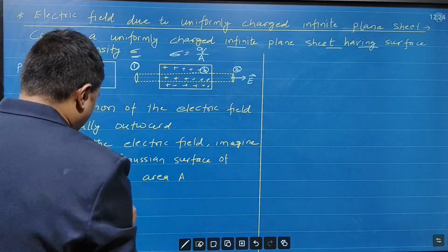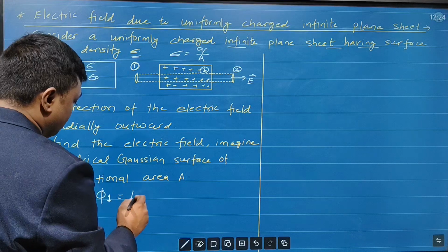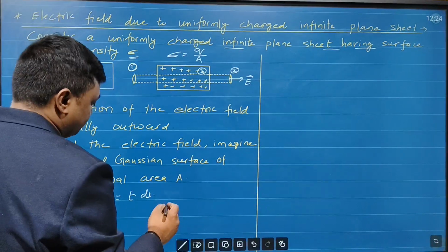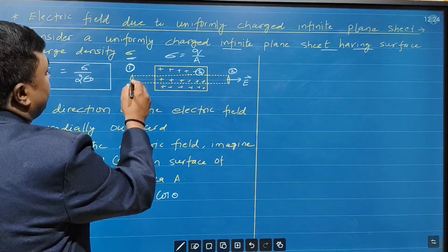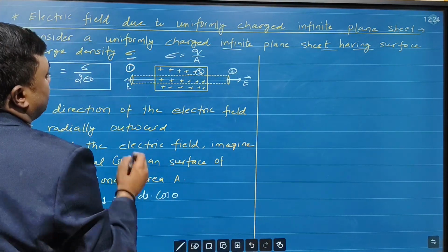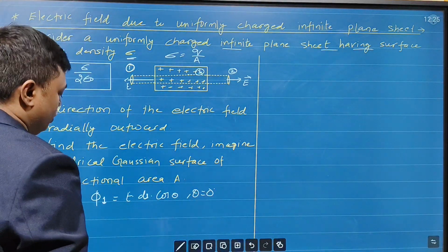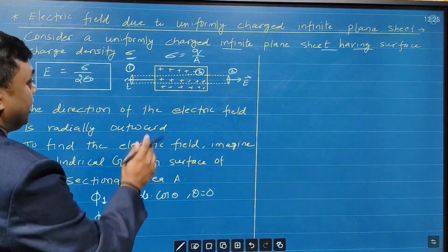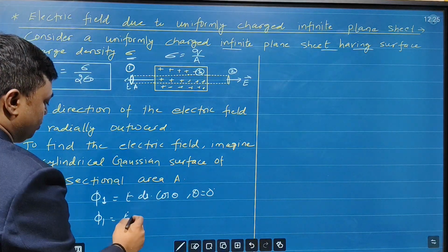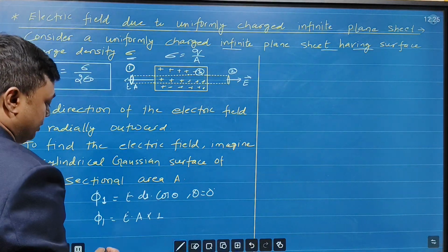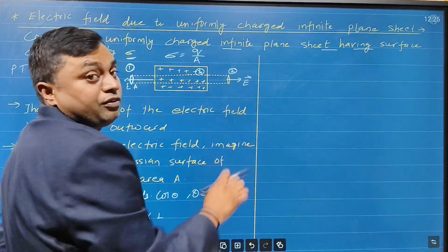So what is the flux through surface 1? Flux is equal to E ds cos theta. Here the electric field is in this direction, and the area vector is also in the same direction, so theta is 0 degrees. Let's assume the cross-sectional area is A. So we can write E into A into cos 0, which is 1. So flux 1 is equal to EA.